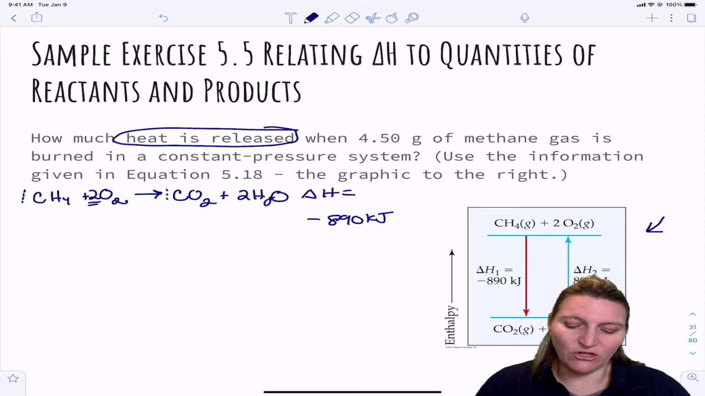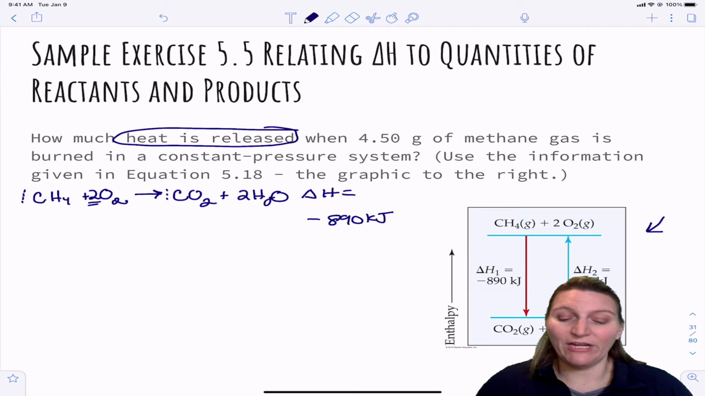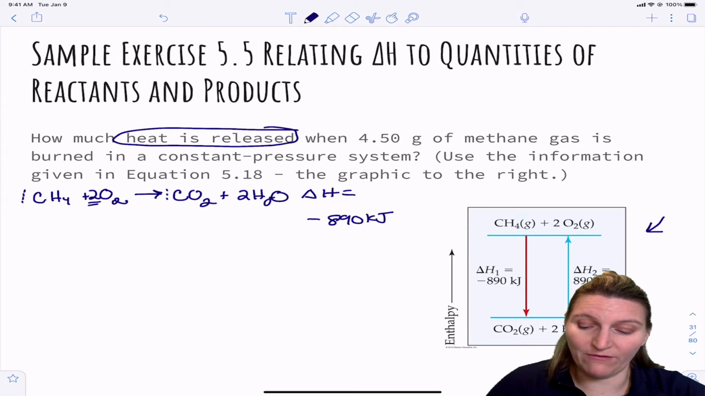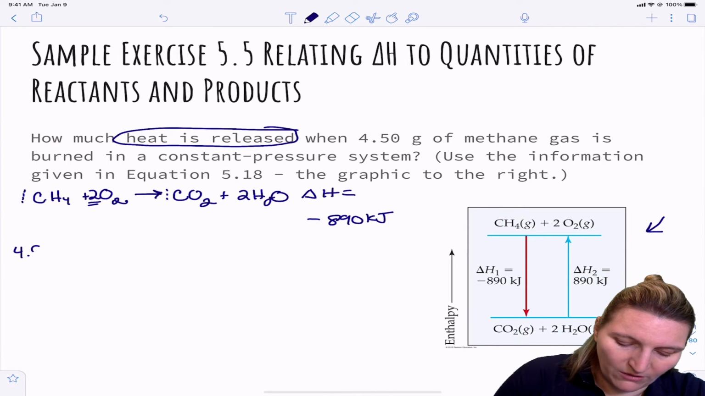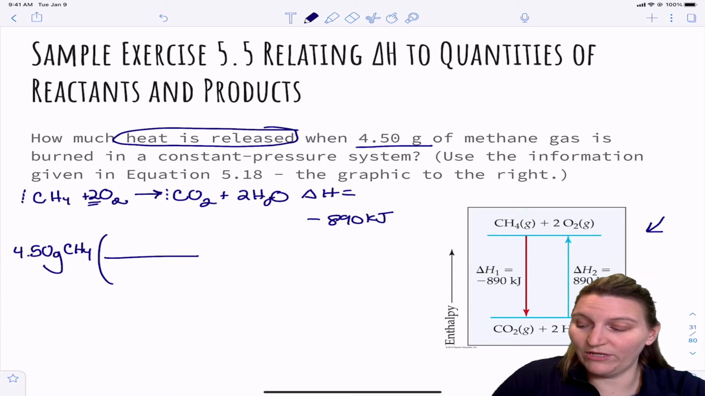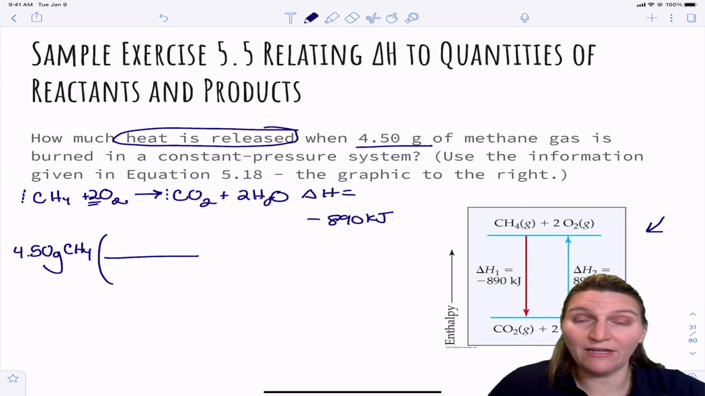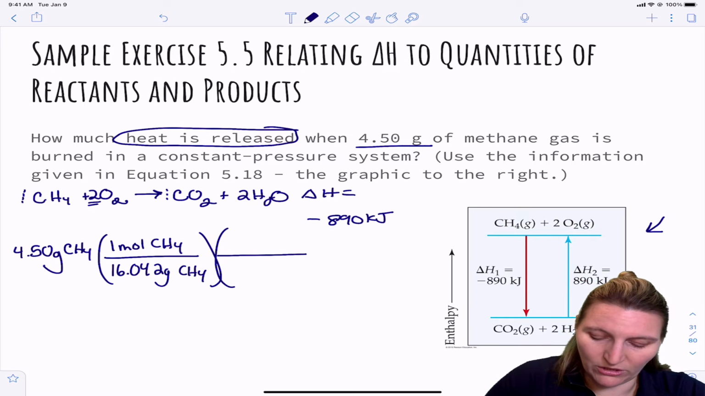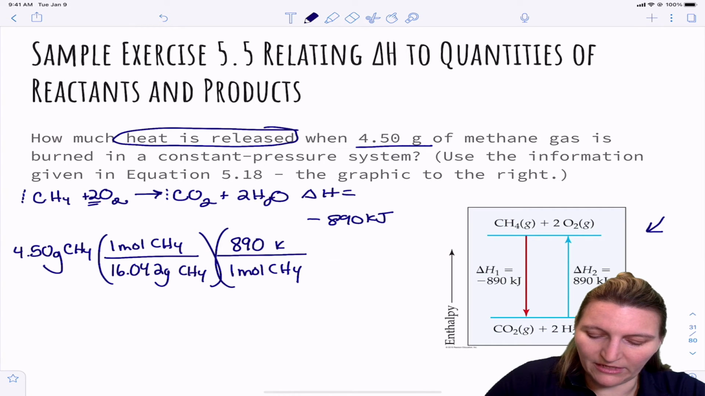So if that's how much energy is released for 1 mole of methane, we can just do a little stoichiometry, a little dimensional analysis to figure out what 4.5 grams of methane would be. So of course we start out by underlining the clue, and it's 4.50 grams of methane. And then we use the molar mass of methane in order to convert this to moles. So 1 mole of CH4 is 16.042 grams of CH4. That's right from the periodic table. And then from the balanced chemical equation, 1 mole of CH4 will release 890 kilojoules of energy.